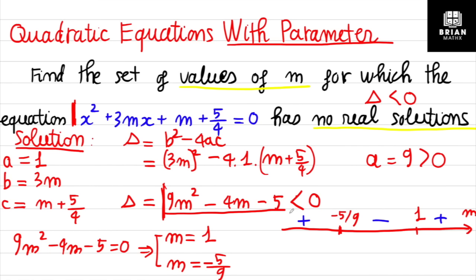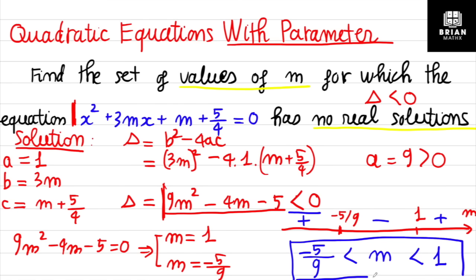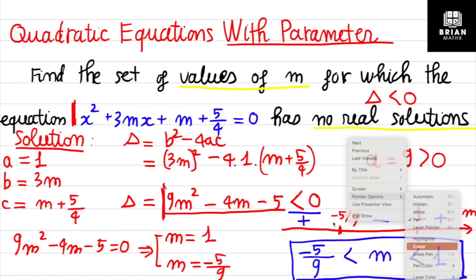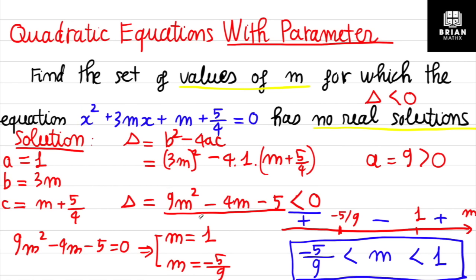The question asks about less than 0, so negative. I want to find the negative part. Which one? Yes, the middle part. The middle part is to the right of negative 5 over 9 and to the left of 1. So the set of values of m is negative 5 over 9 less than m less than 1. Yes, this is my final answer, the set of values of m for which the quadratic equation has no real solution. Okay, I will clear something here.